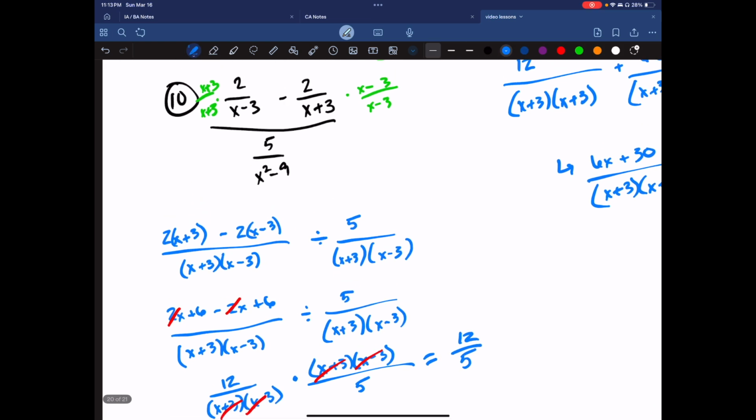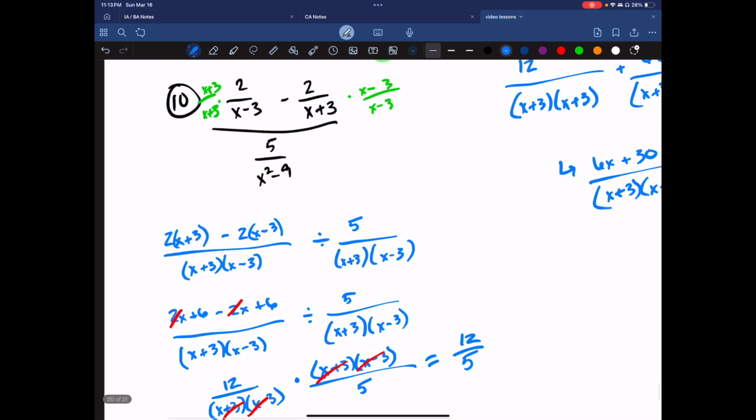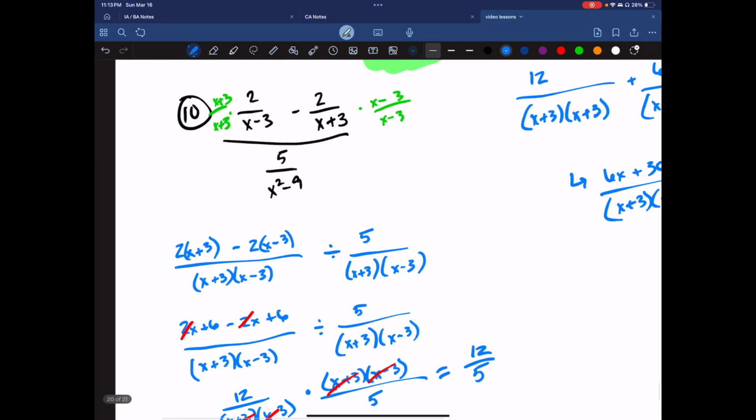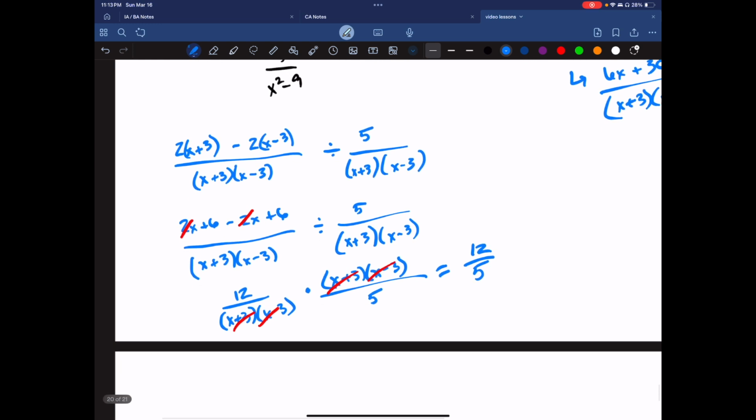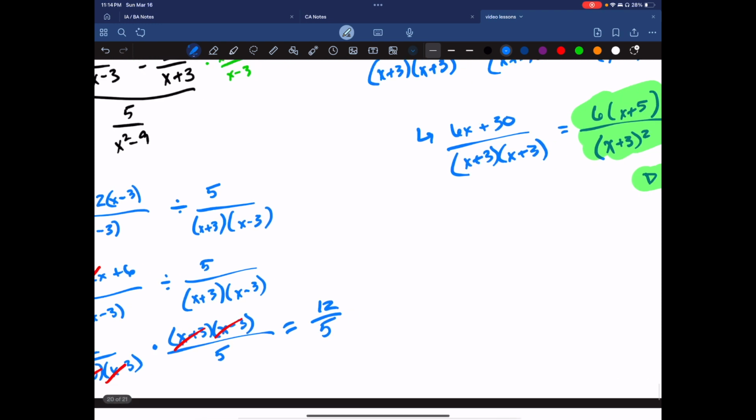So this big, nasty fraction turned into this simple improper fraction. So there's a lot going on there. So let me check my math real quick. Let's see, plus 3. This is 2x plus 6, 6, 6. Yep, that is correct.